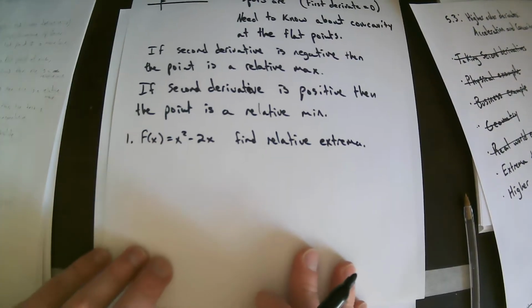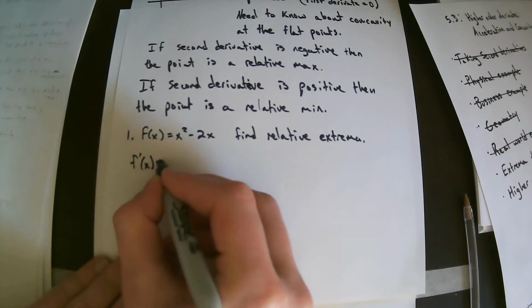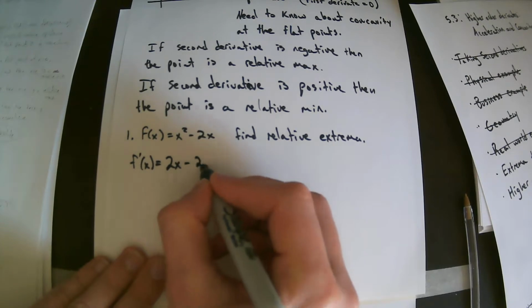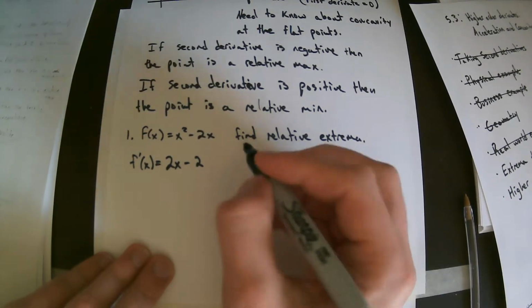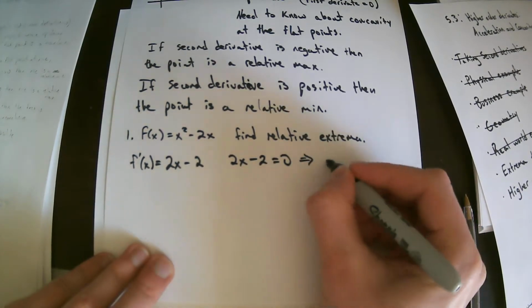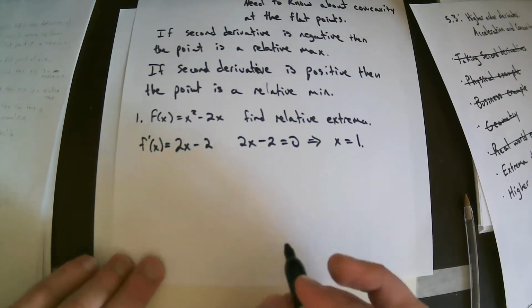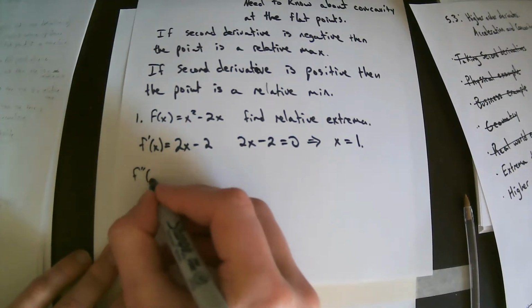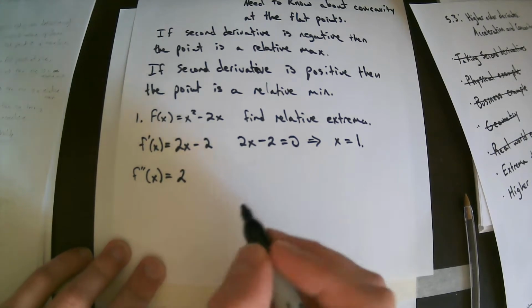Find the relative extrema. Well, first we need to find some candidates by setting the derivative equal to 0. There's the derivative, just using the power rule. We're going to set this equal to 0 and solve. X is 1. Now we need the second derivative, but that's just going to be 2.